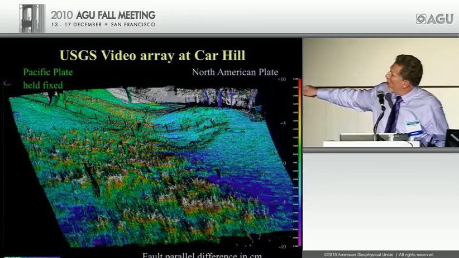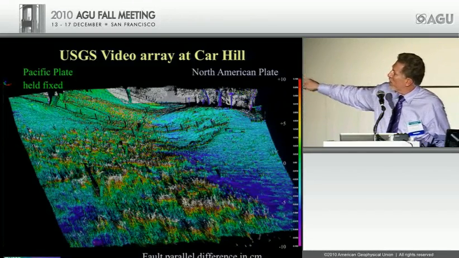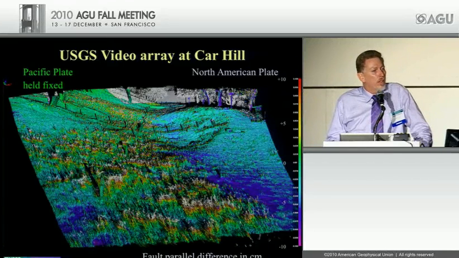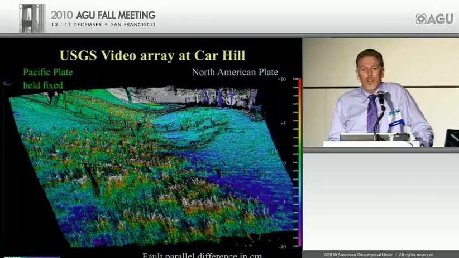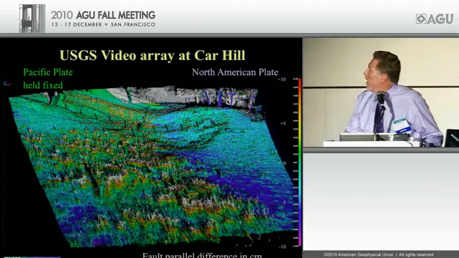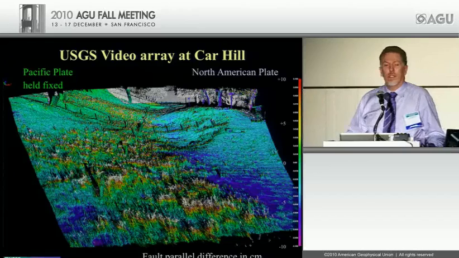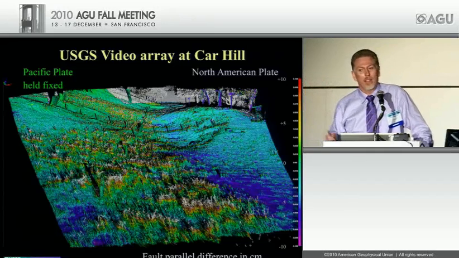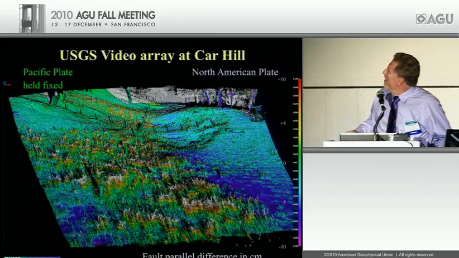You can see a very pronounced blue line coming right through here. That's the fault. At Carr Hill, the San Andreas Fault is confined to a very narrow region, probably about 1.5 meters wide. I'm now looking at changes in the geomorphology. This is a cow field out there. There's a lot of cow pies. I'm actually tracking cow pies as deformation.